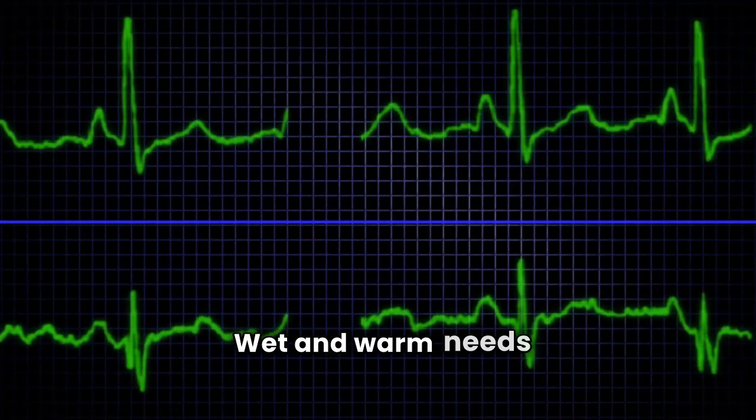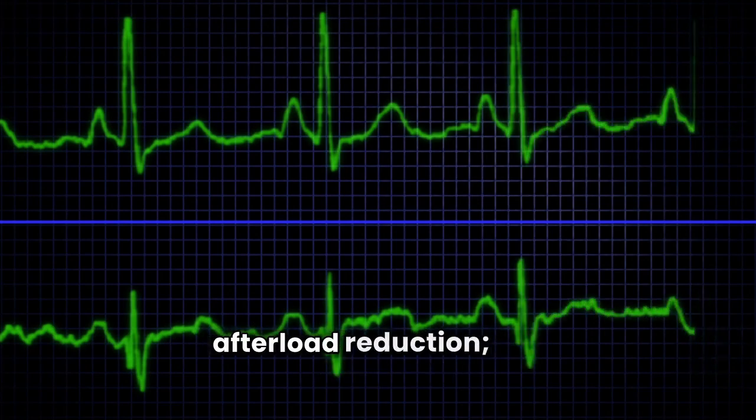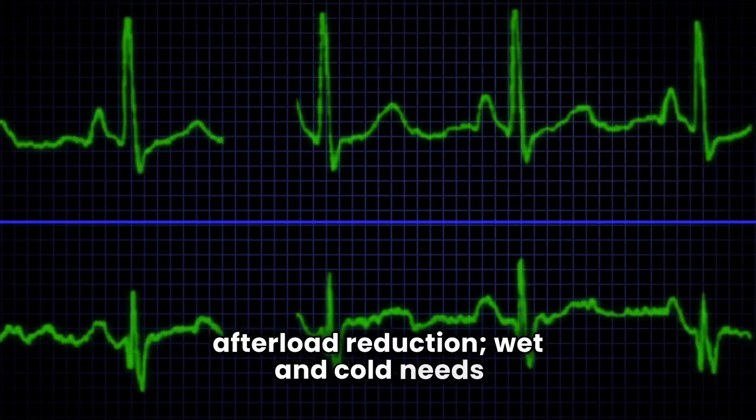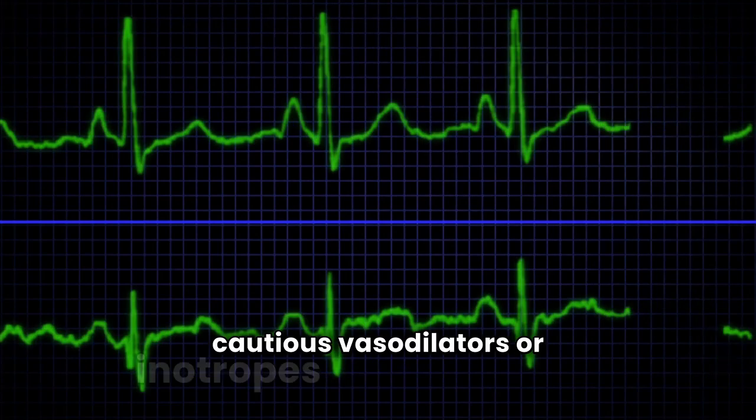Wet and warm needs diuresis and afterload reduction. Wet and cold needs cautious vasodilators or inotropes if hypotensive. For chronic heart failure, ensure evidence-based quadruple therapy once stable. Watch renal function and potassium when escalating diuretics or MRAs. Reassess congestion by exam, weights, intake, and output, and use ultrasound if available.